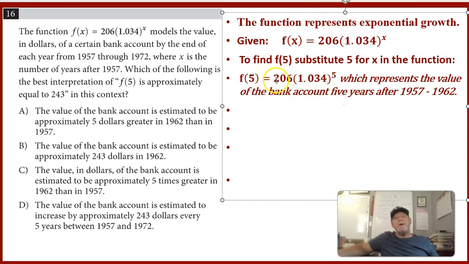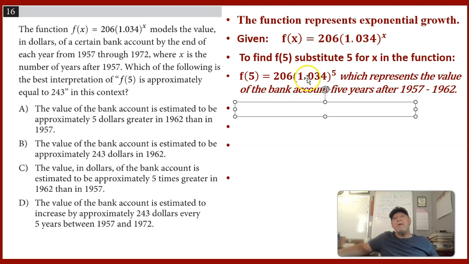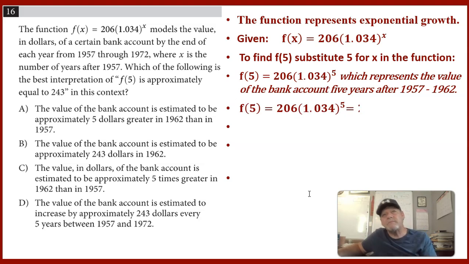That's the amount of money that they deposited in the account when they first opened it. The 1.034 means that it was going to earn 3.4% annual percentage rate. And you put a 5 where the x is, which means 5 years after 1957. So that would mean that it would go from 57 to 62.